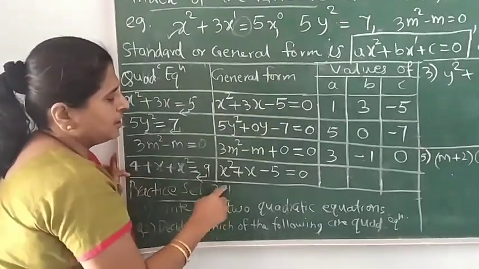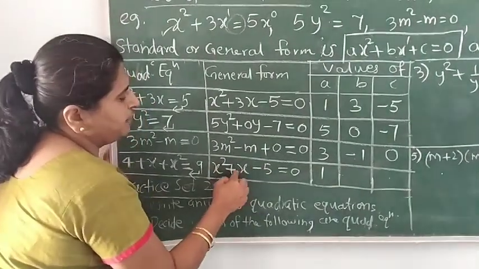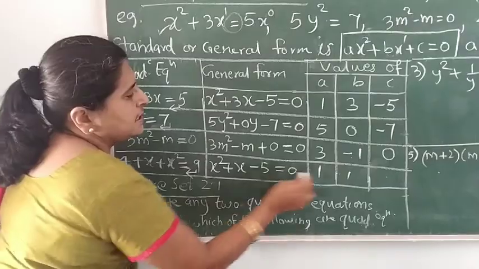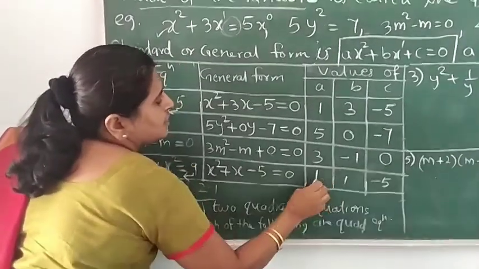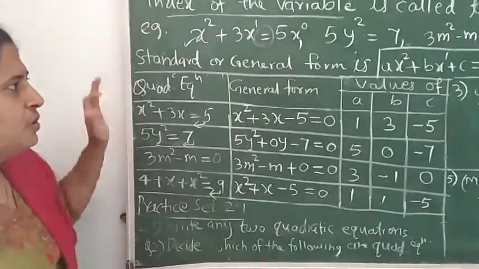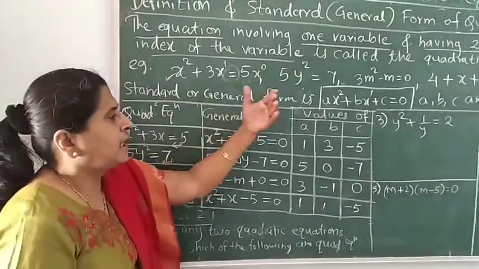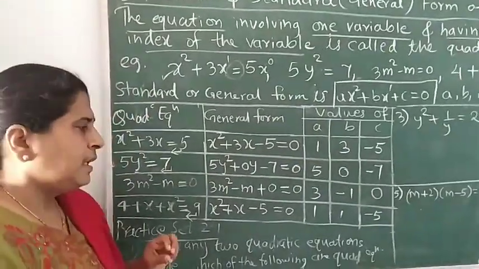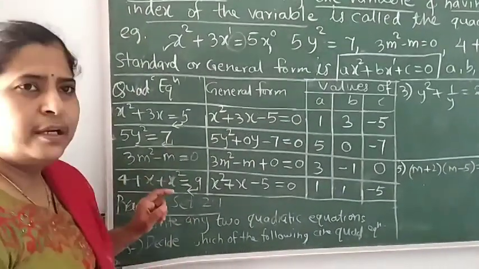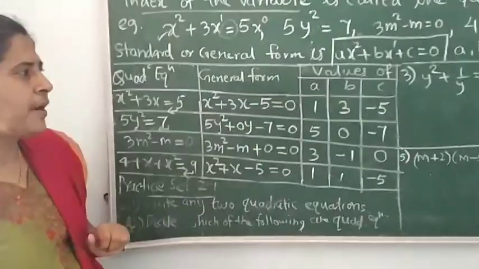Now compare with the general or standard form. The value of a is nothing, it is 1. The value of b is plus 1 and c is minus 5. So these three are real numbers where a is not equal to 0. We have seen how to write a quadratic equation into general form and get the values of a, b, c. Let's go quickly to identify some equations, whether they are quadratic or not.